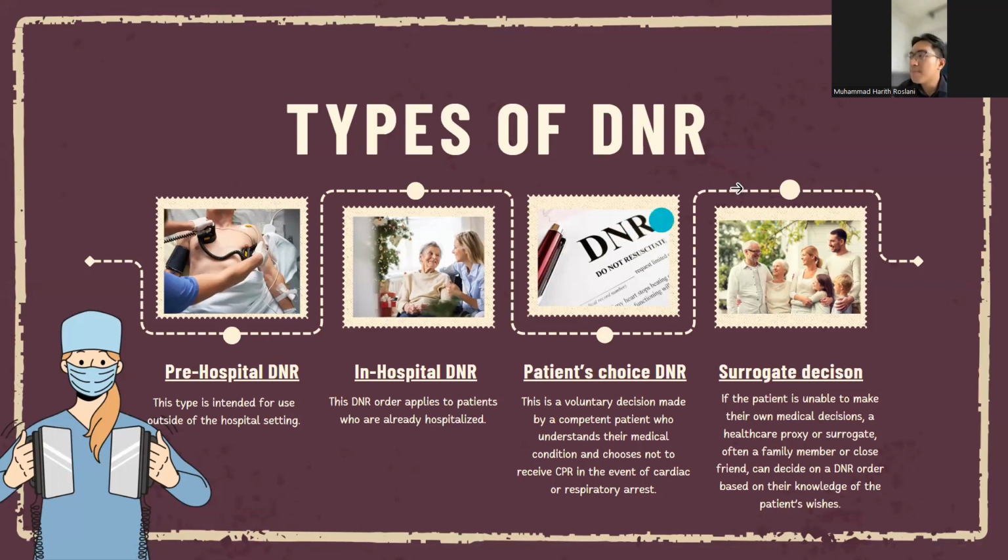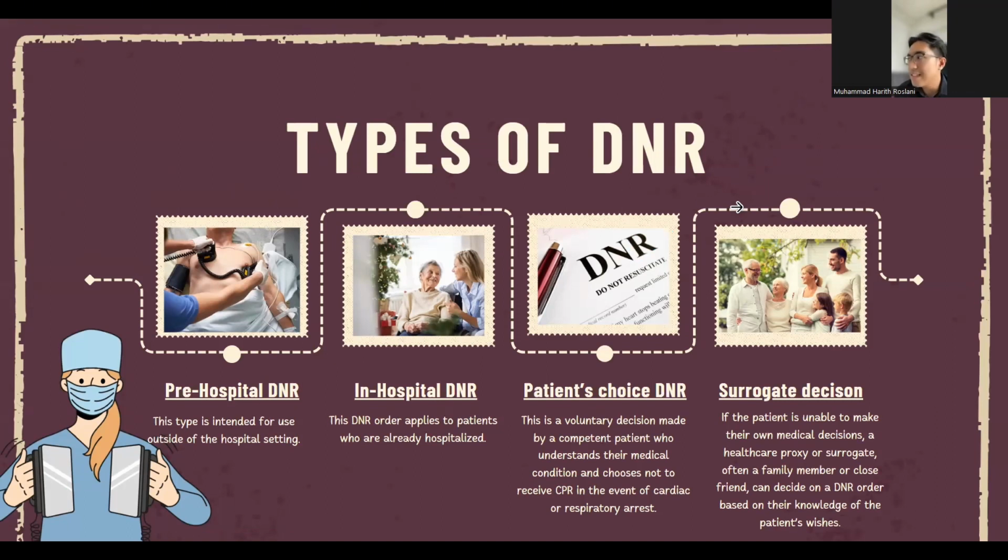This DNR order applies to patients who are already hospitalized. It directs hospital staff not to perform CPR. So if this patient is already in the hospital, the staff cannot do CPR if the patient requests the DNR. Next is the DNR by patient choice. This is a voluntary decision made by a competent patient who understands their medical problem. So the patient makes the decision to do the DNR, understanding their medical condition. So they agree to the DNR.